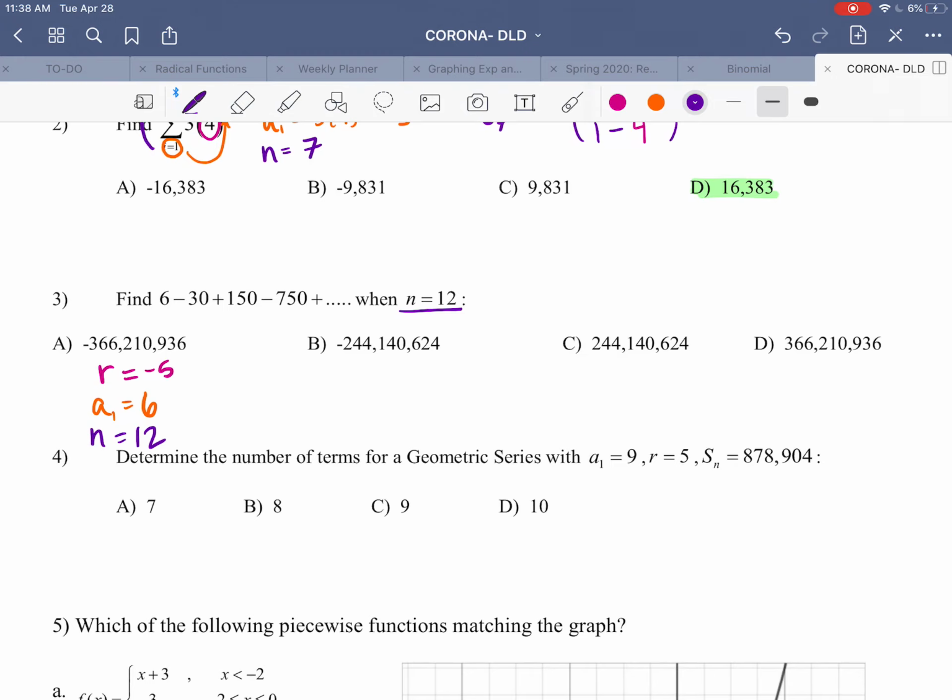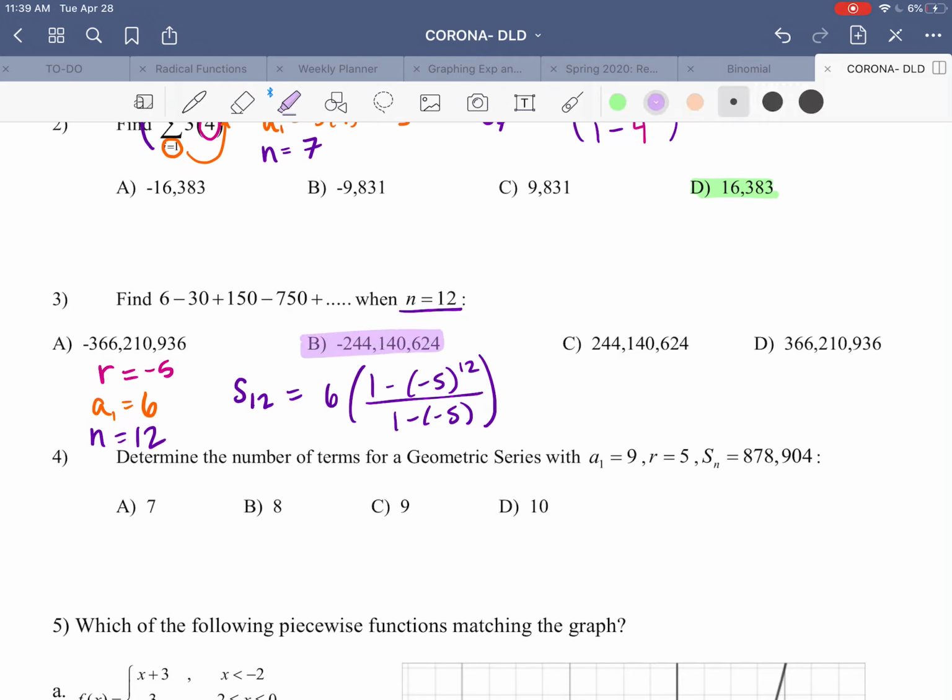And then again we're going to use our formula. So S sub 12 equals 6 times 1 minus negative 5 to the 12th over 1 minus negative 5. Plug all that into the calculator and you're going to get B.